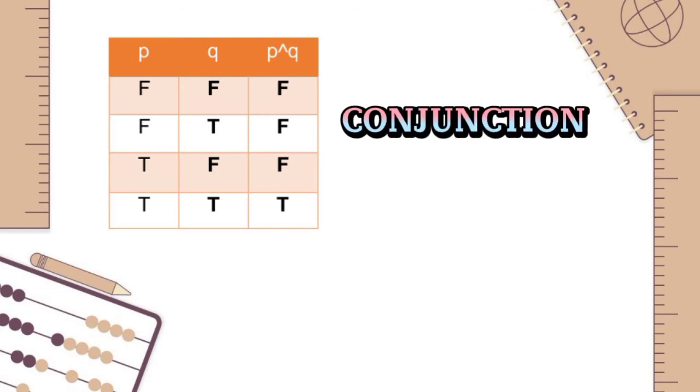So look at row 1. The P is false, then the Q is false, so the conjunction is false. The next row, the P is false, then the Q is true. Therefore, the conjunction is false because the P is false, as well as row 3. And look at row 4. The P is true, then the Q is true. Therefore, the conjunction is true.